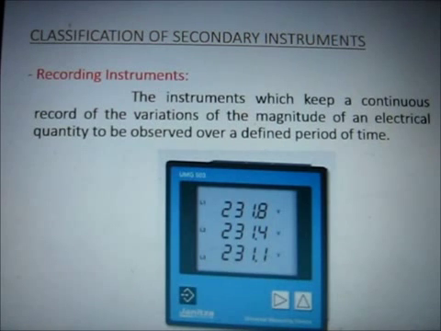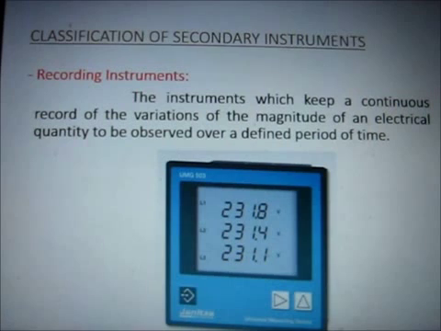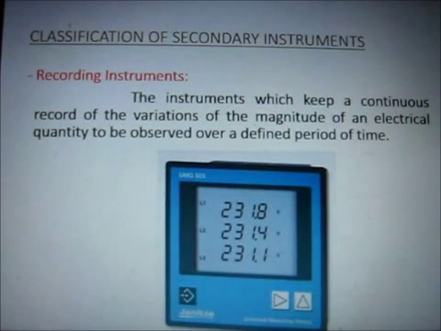Now the second is the recording instrument. These instruments keep a continuous record of the variations of the magnitude of the electrical quantity to be observed over a definite period of time. They are most usually used as recording instruments, like a camera, a mobile phone.